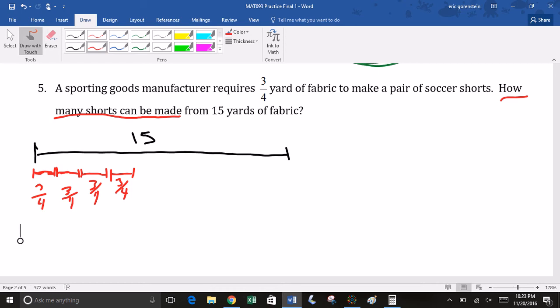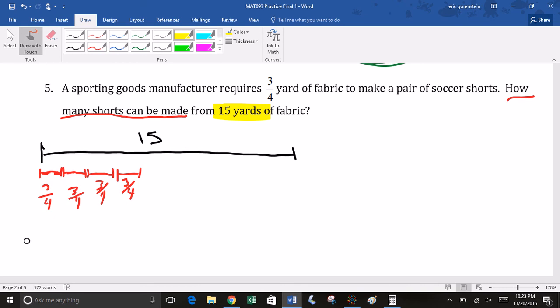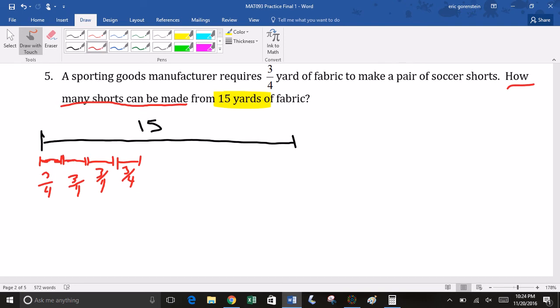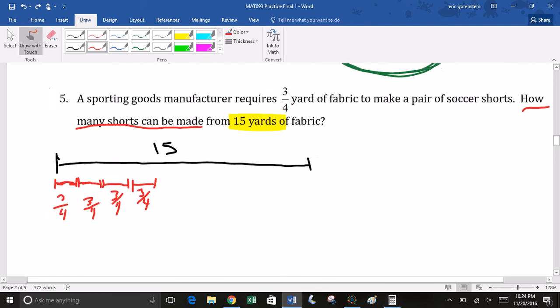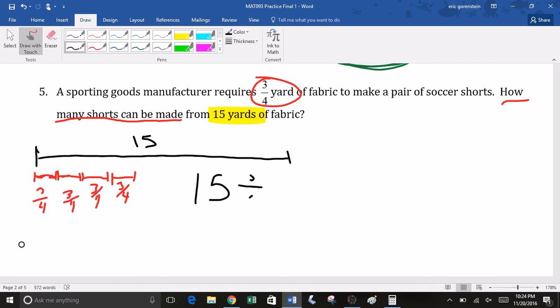So if we're going to take that 15 yards and split it up into smaller pieces, we're basically going to divide it up. We're going to take the whole amount and divide it up into smaller pieces, where each piece is 3/4 of a yard. Okay, so here are the individual pieces. We want to take that whole 15 yards and divide it up into pieces of size 3/4.